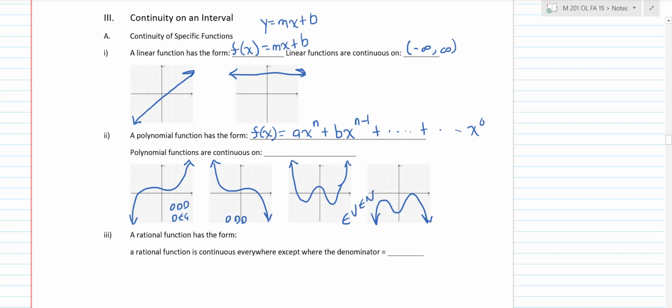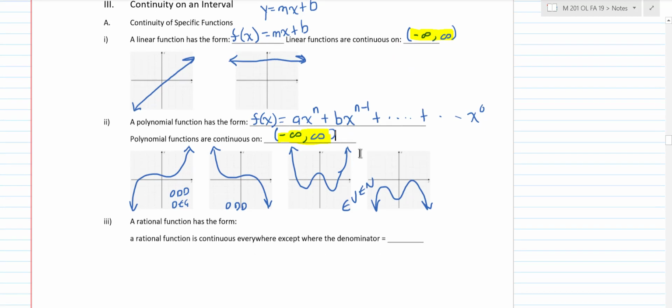Again, are there any breaks? No breaks, nice and smooth. You can draw the graph without ever lifting your pencil, so you get the same result: polynomial functions are continuous on the interval of all real numbers.